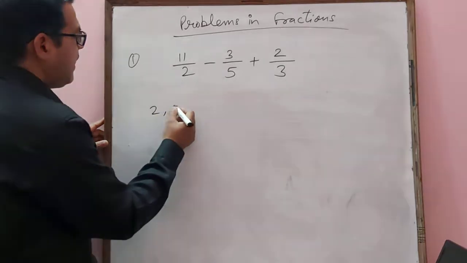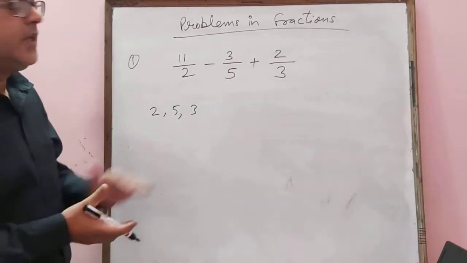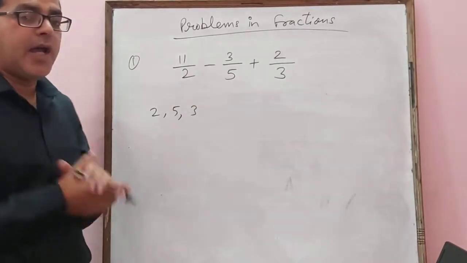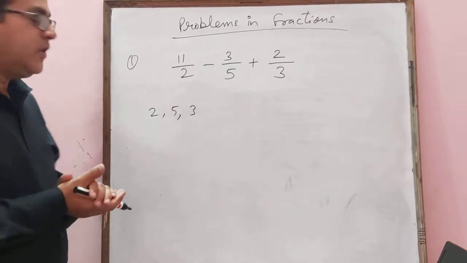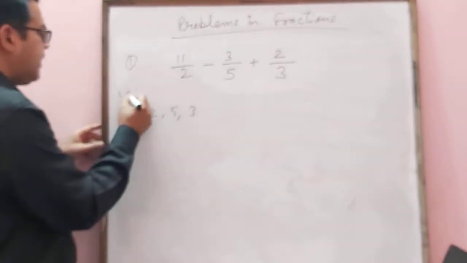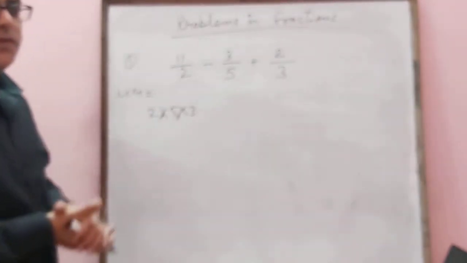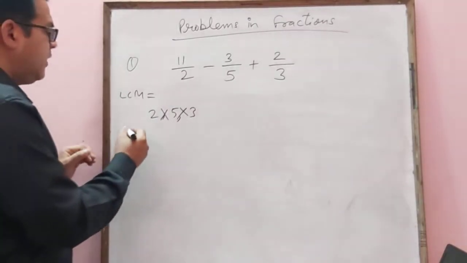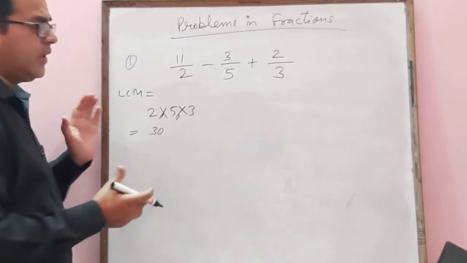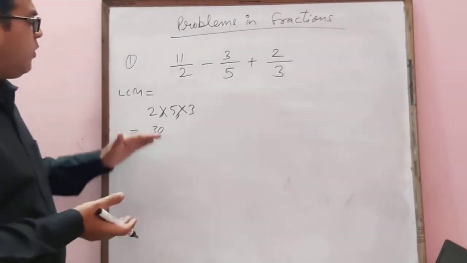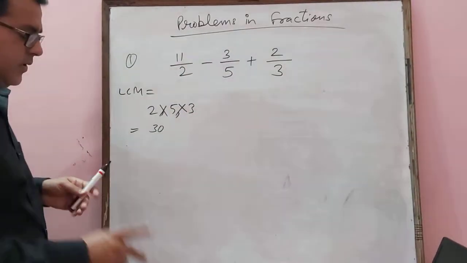Now you can see here, there is nothing common between 2, 3 and 5. Since all 3 are prime numbers, there is nothing common except 1. So their multiplication is their LCM. Right? So what will come here? 10, 30. 30 is the LCM. So 30 is the LCM of 2, 3 and 5. Right?